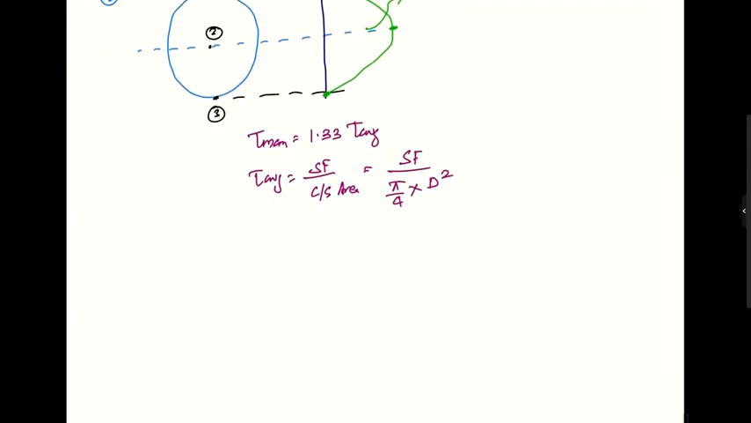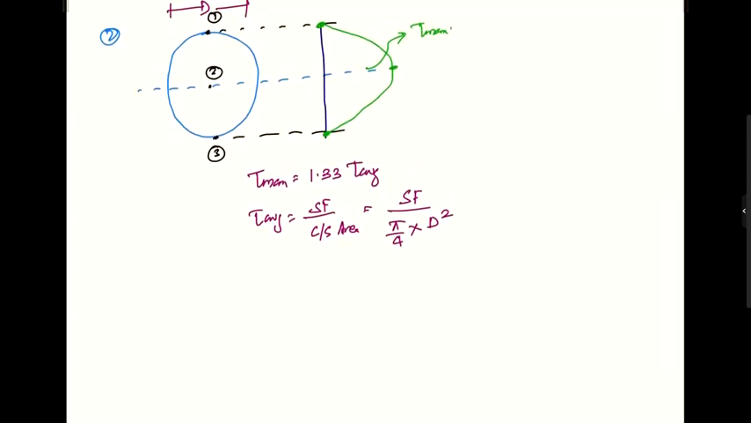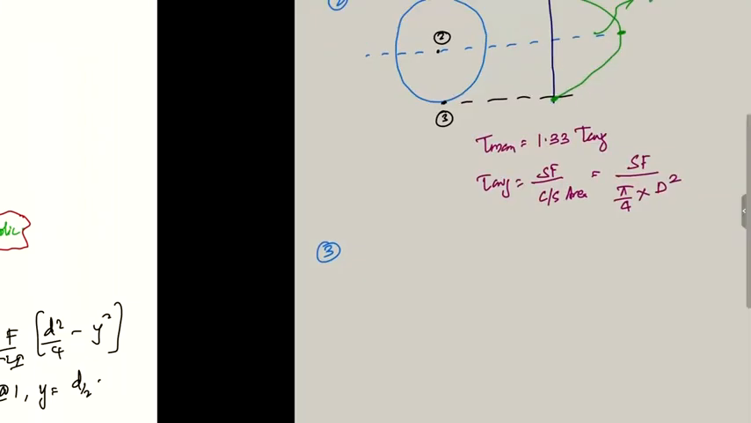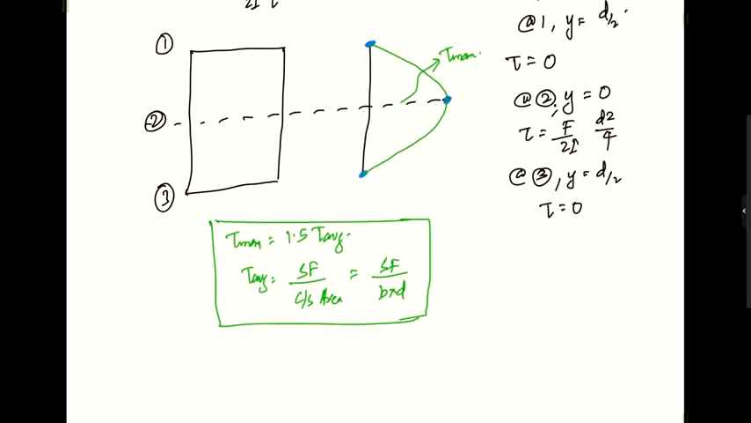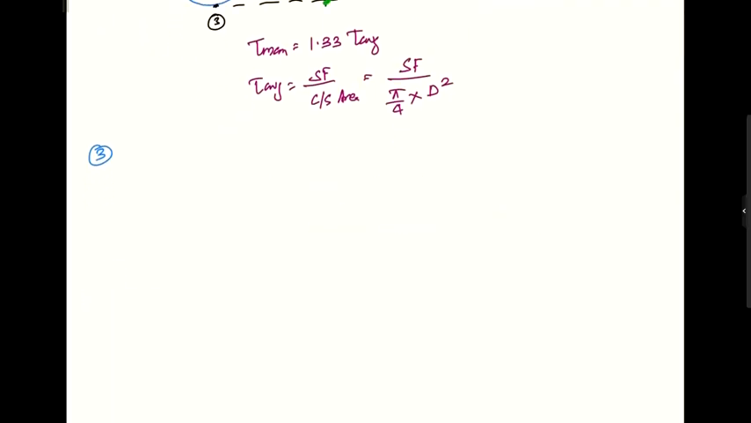You need to learn this value by heart, because you are not supposed to have the derivation part of this. We will get it by deriving the value for tau max, but you are not supposed to have any derivation, so you just need to understand this. Tau max is 1.33 tau average for a circular section, and 1.5 tau average for a rectangular section. And there comes one more cross section, but it is not widely used, but it can be asked as a theory question.